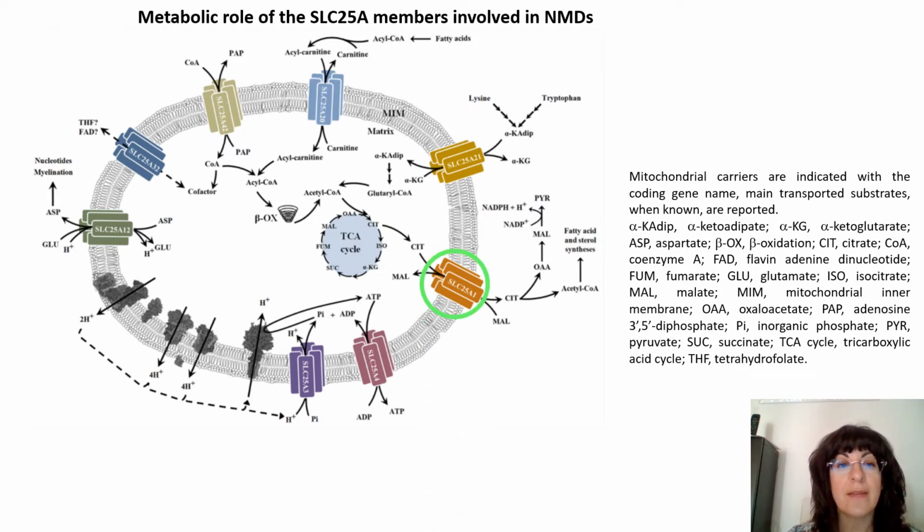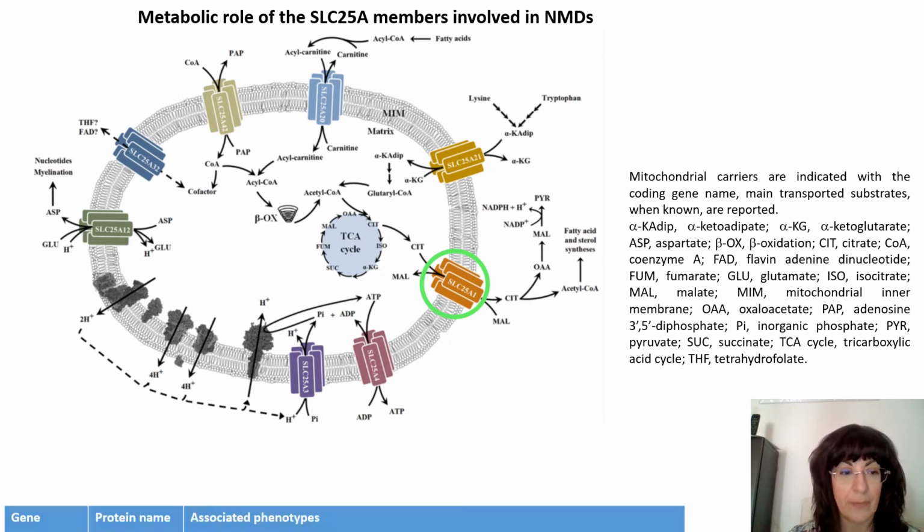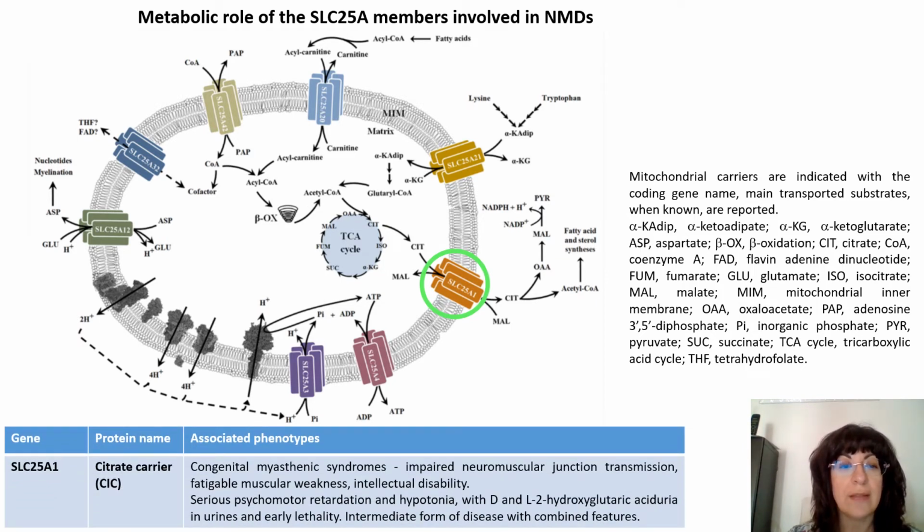Here you can find the citrate carrier. It translocates mitochondrial citrate in exchange for cytosolic malate. Its role is essential in biosynthesis of fatty acids and sterols, as well as in gluconeogenesis and other important metabolic pathways. When mutations affect its activity, we have congenital myasthenic syndromes with different severity. It depends on the degree of residual activity of the carrier.